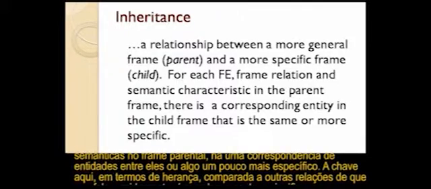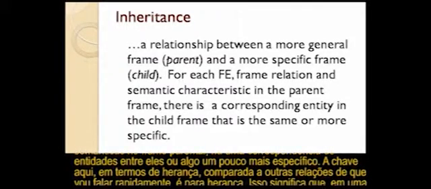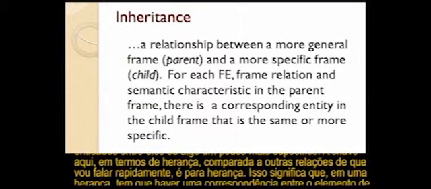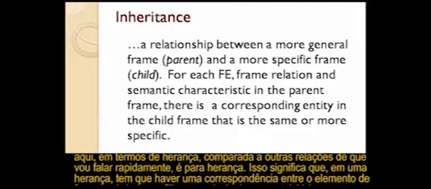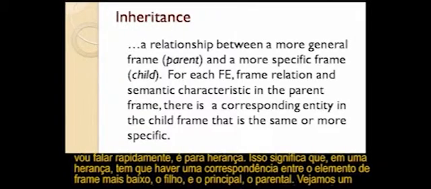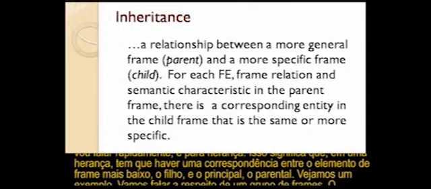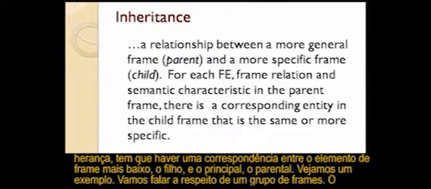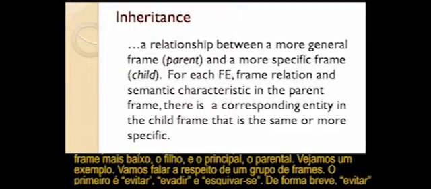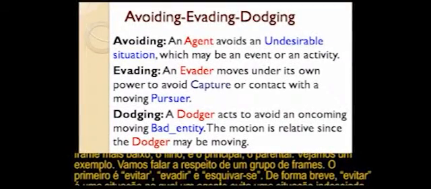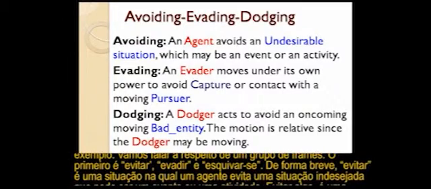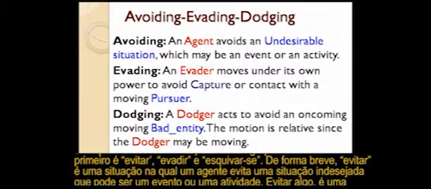The key feature about inheritance compared with another frame-to-frame relation that I'll talk about shortly is that for inheritance, for us to say evading inherits from avoiding, I have to have a correspondence between the frame elements in the lower frame, the child frame, and the frame elements, every single one of them, in the parent frame. So let's look at an example. We're going to be talking about the set of frames avoiding, evading, and dodging.